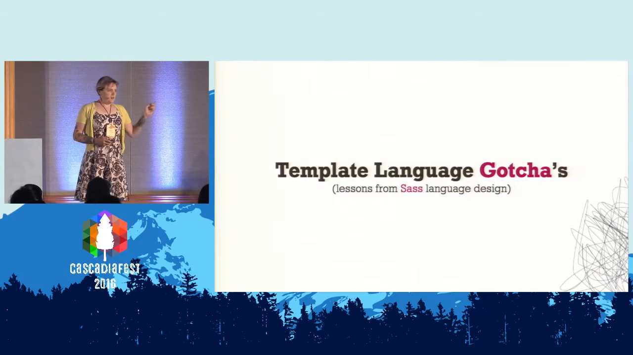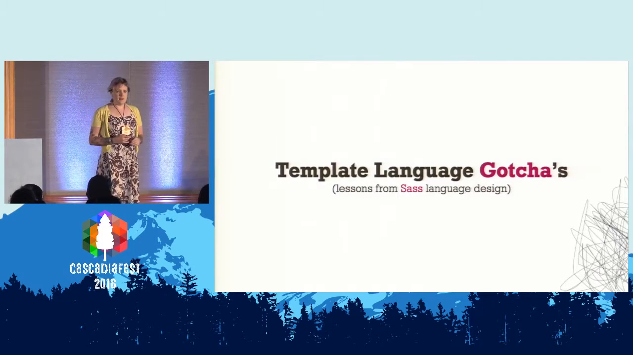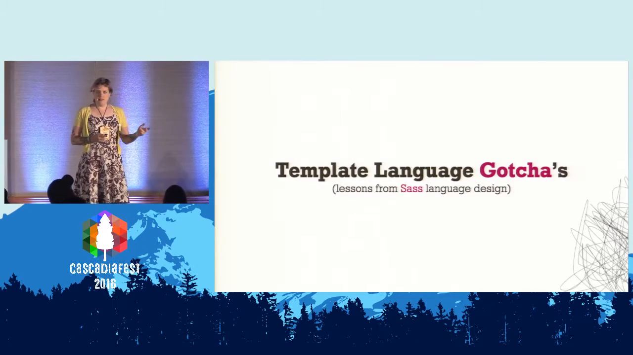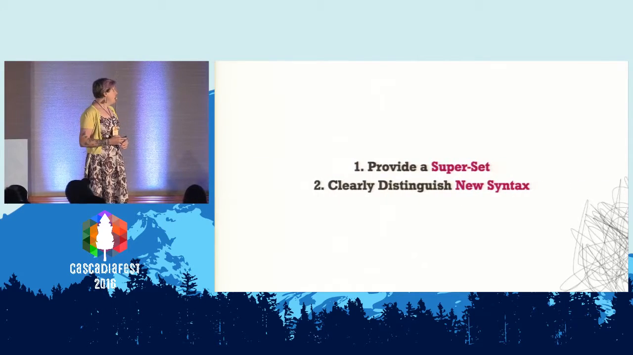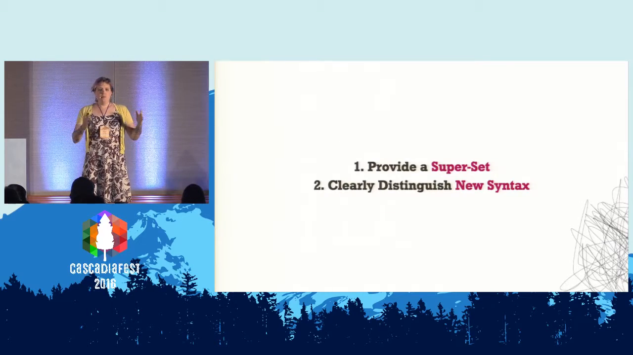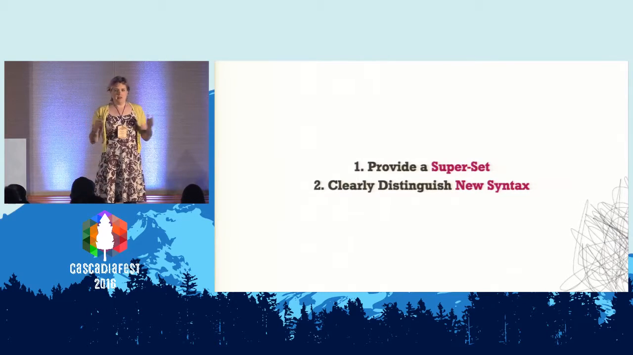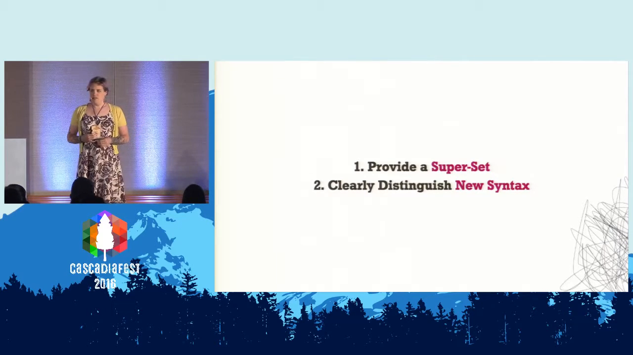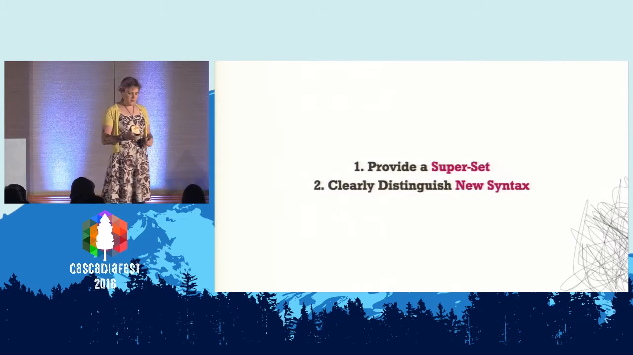But there are some gotchas around that, and some of these I picked up by following how the Sass language design worked and some mistakes they made and fixed along the way. It's important that the language be a superset. Pure HTML should be valid in your templating language. Those should be able to cross over. And that was why Sass now has SCSS, because pure CSS should be valid Sass.